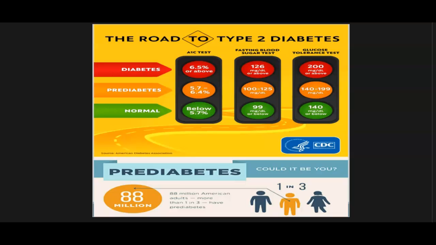The anti-diabetic drug metformin, that we'll talk about a little bit more too, has also been shown to be beneficial in preventing type 2. So for some people who are pre-diabetic, their doctors might actually recommend that they start taking an anti-diabetic drug.